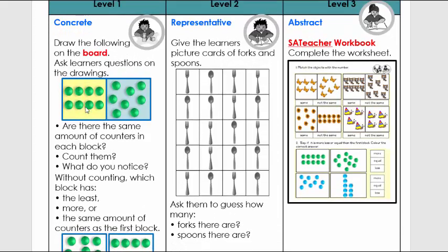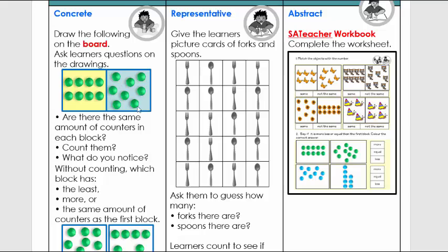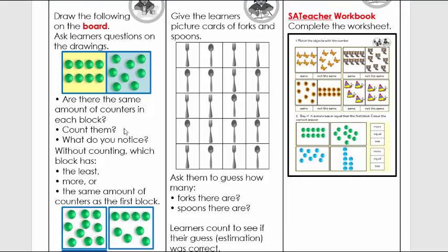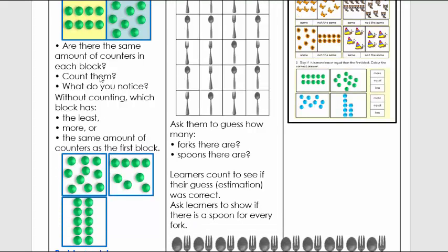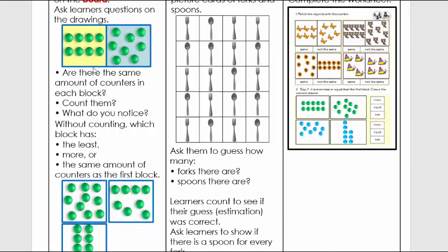So first what we're going to do is pack 2 rows of 5, and then we're going to have a different formation of 10 counters. And then you ask questions like these. Are there the same amount of counters in each block? Then you ask them to count them. What do you notice? Without counting, which block has least, more, or the same? Now pause this activity here and do similar activities with your child with the number range 1 to 10.